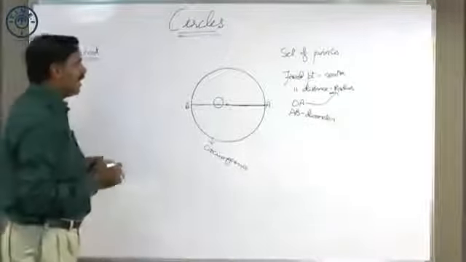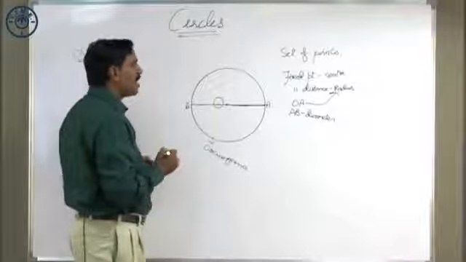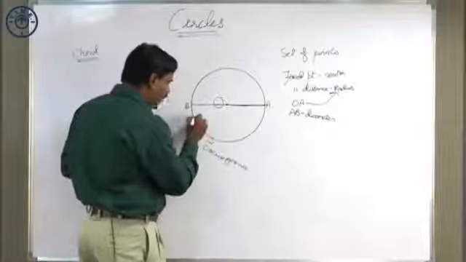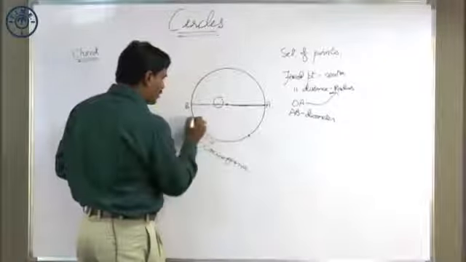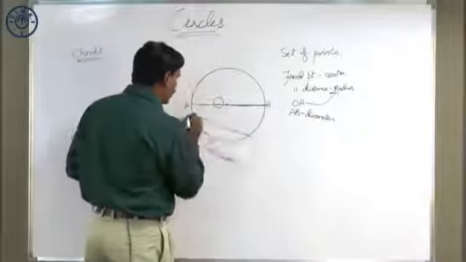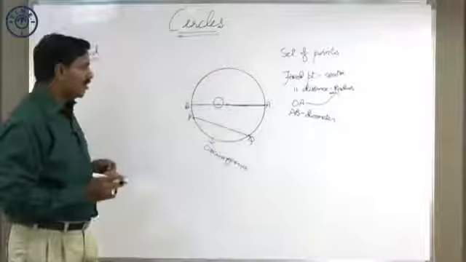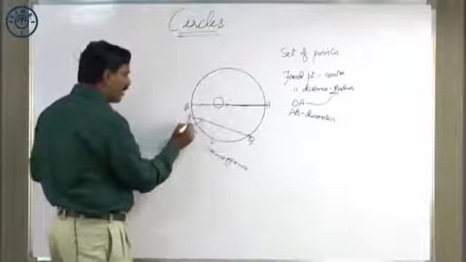Chord is basically a line joining any 2 points on the circumference of the circle. So if you are considering 2 points here, right, joining those 2 points, what will be the line segment that we'll be getting? We call it a chord. So if you are considering PQ, it is one chord, we can say.